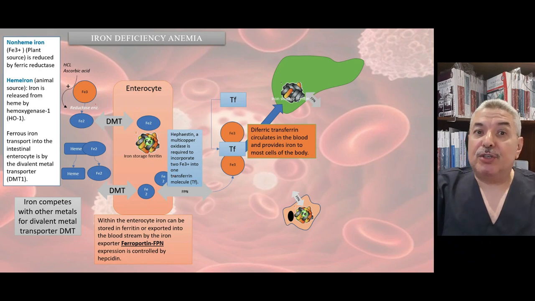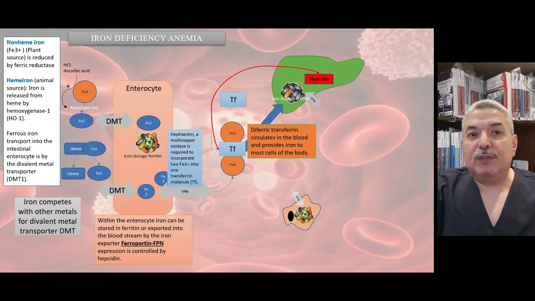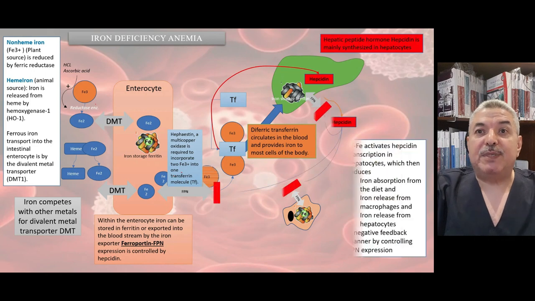Because iron is toxic, there must be a negative feedback somewhere, and the feedback is through hepcidin. When the saturated transferrin iron is increased in the circulation, this stimulates the release of hepcidin.